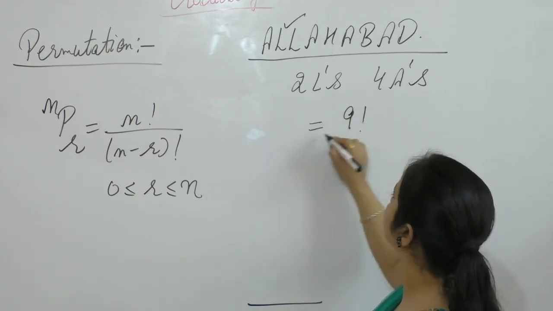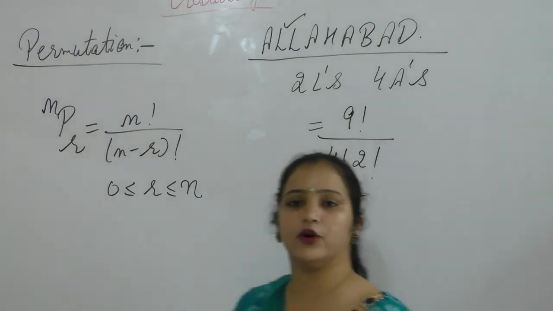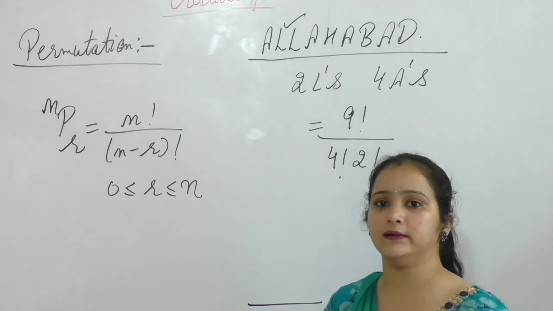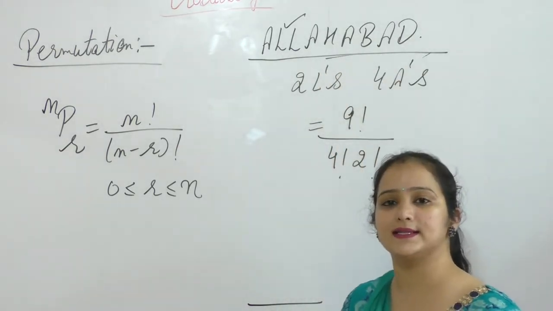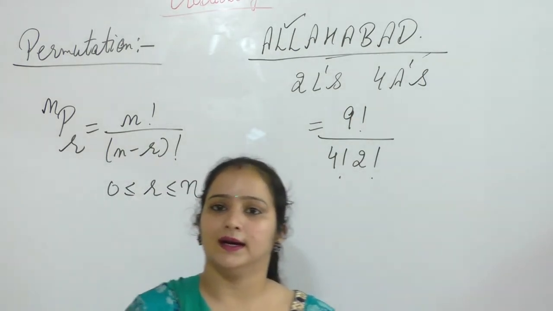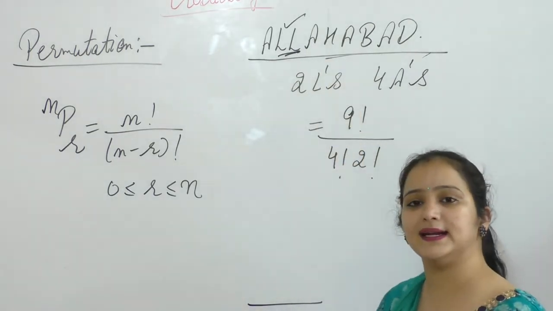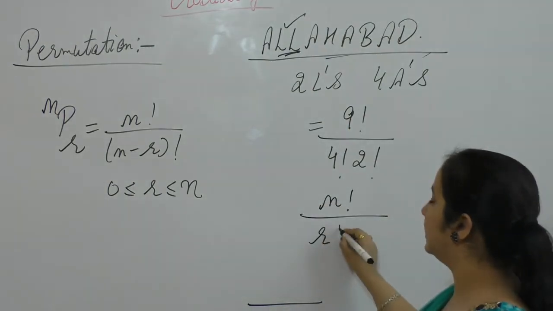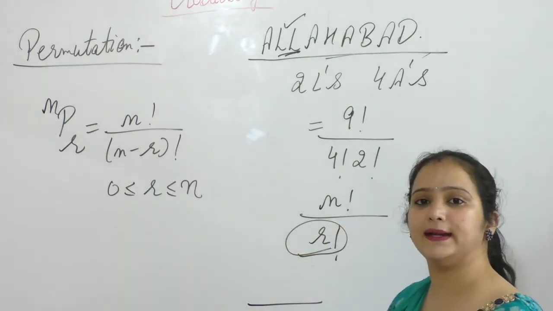So 9 factorial upon 4 factorial for the 4 A's and 2 factorial for the 2 L's. If there are n objects in which one letter repeats itself r times and all the other letters are different, then the formula is n factorial upon r factorial.